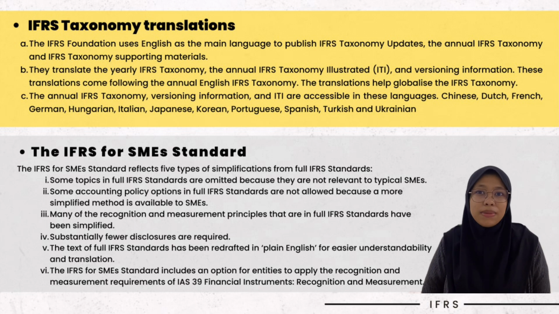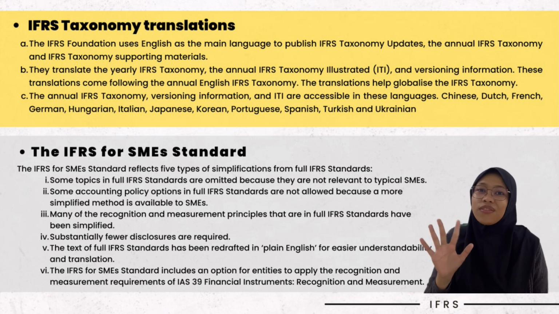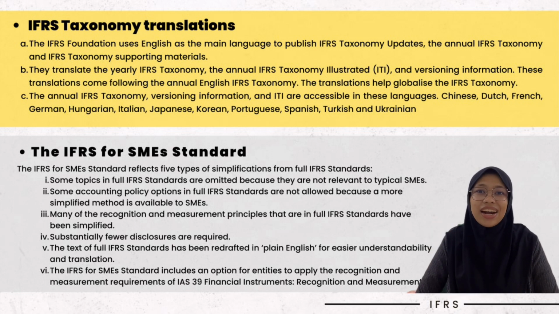Second, some accounting policy options in the full IFRS standards are not allowed because a more simplified method is available to SMEs. Third, many of the recognition and measurement principles in the full IFRS standards have been simplified. Fourth, substantially fewer disclosures are required. Fifth, the text of the full IFRS standards has been redrafted in plain English for easier understandability and translation.